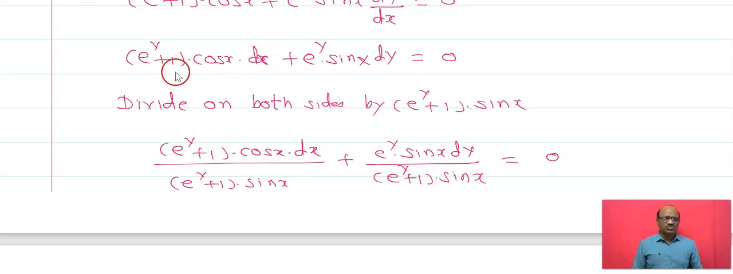Which terms are not required for dx? e raised to y plus 1 is not required, and for dy which one is not required? sin x is not required. Therefore divide on both sides by e raised to y plus 1 into sin x.